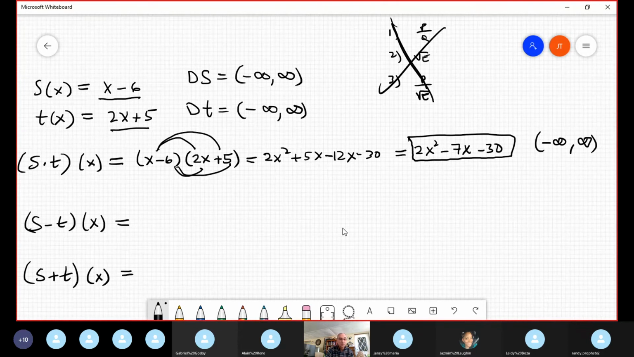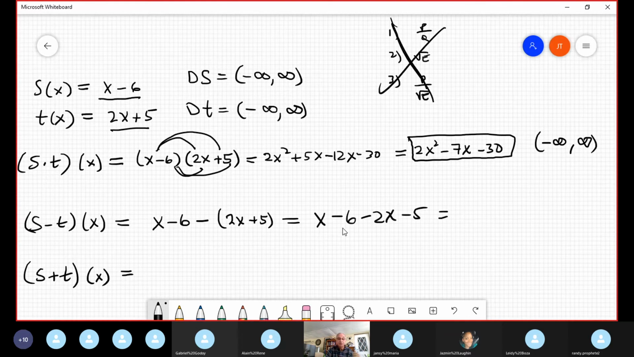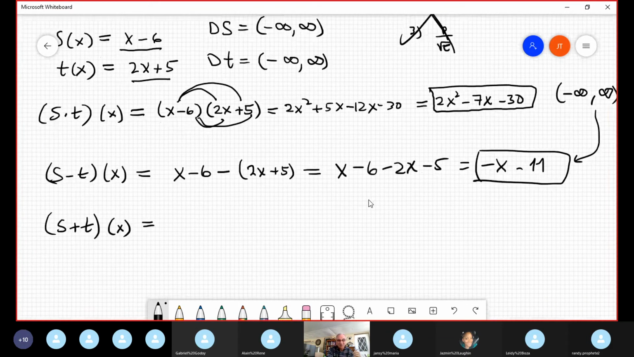Okay, subtraction. Subtraction is easy because it's x minus 6 minus 2x plus 5, which is x minus 6 minus 2x minus 5, which is minus x minus 11. And the domain is again all real numbers. It's nice because they are linear functions. And addition, same thing: x minus 6 plus 2x plus 5.